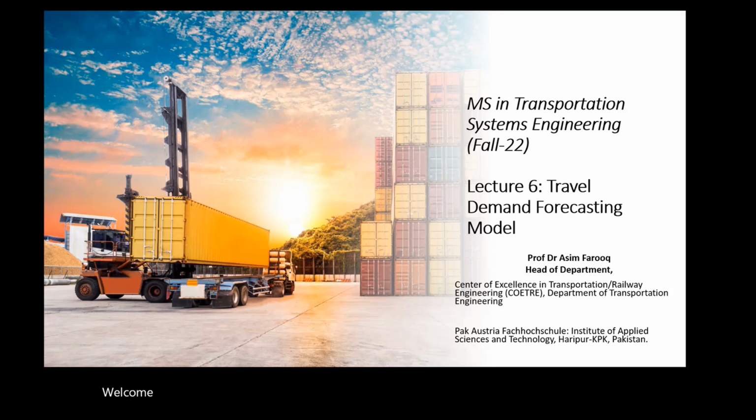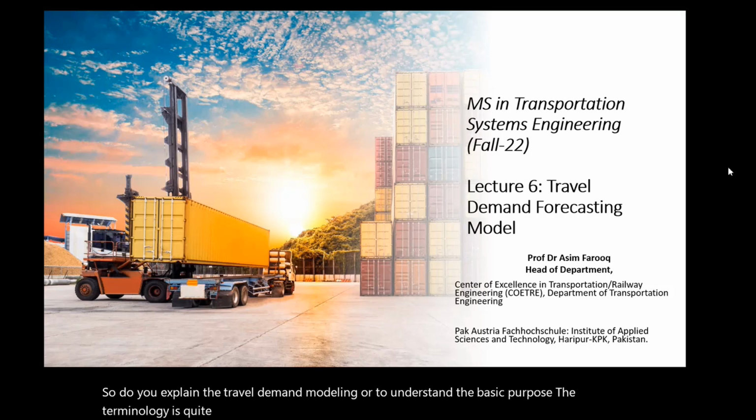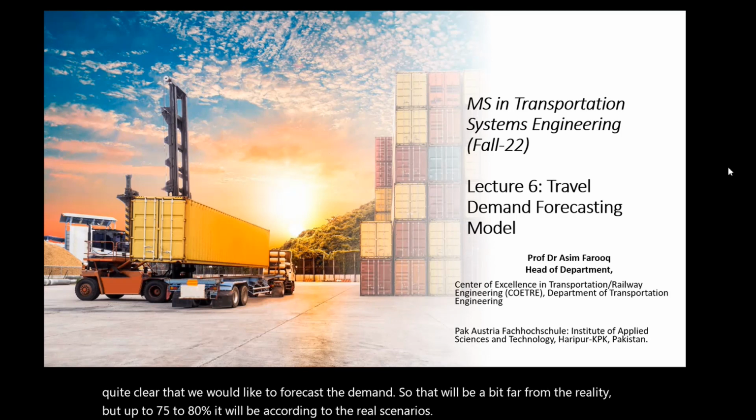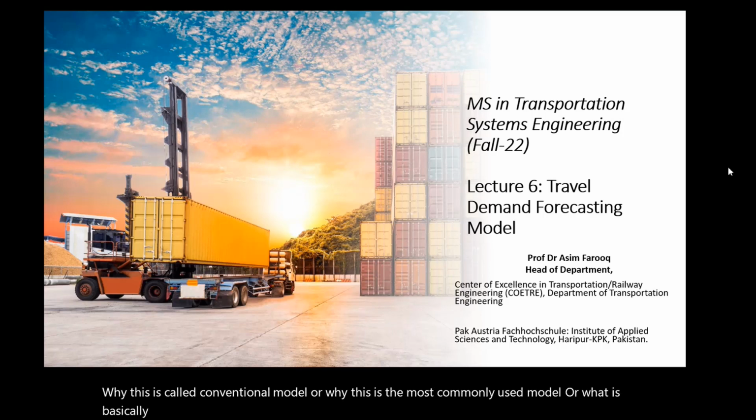Welcome to lecture number 6 about travel demand modeling. To understand the basic purpose, the terminology is quite clear: we would like to forecast the demand. That will be a bit far from reality, but up to 75 to 80%, it will be according to the real scenarios. Why is this called the conventional model, or why is this the most commonly used model, or what is basically a travel demand forecasting model?